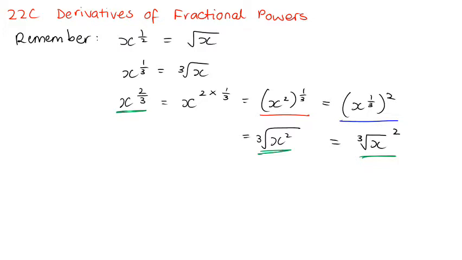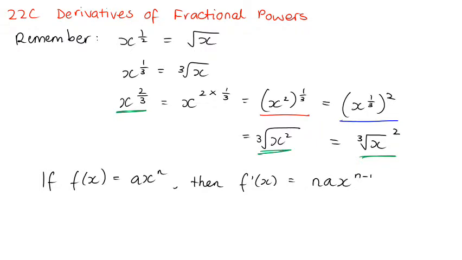Okay, so fractional powers, again, work exactly the same as our normal polynomial derivatives. So if f of x equals ax to the n, then f dash x, the derivative, is equal to, take the n down, multiply it, minus 1 from the power. Same as what we've been doing this whole time.